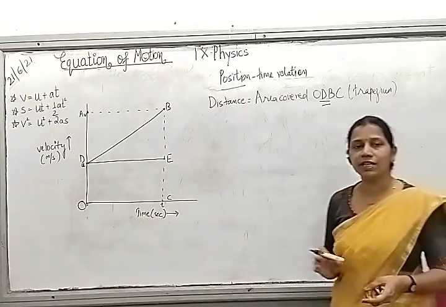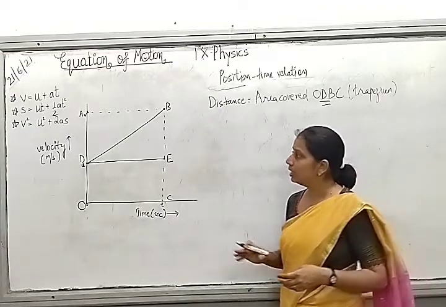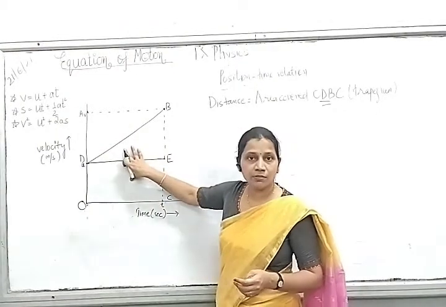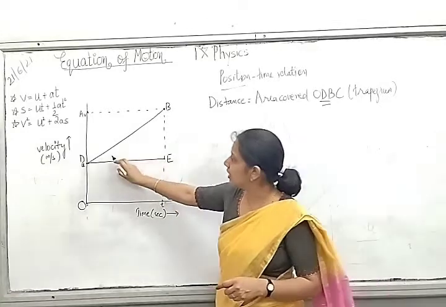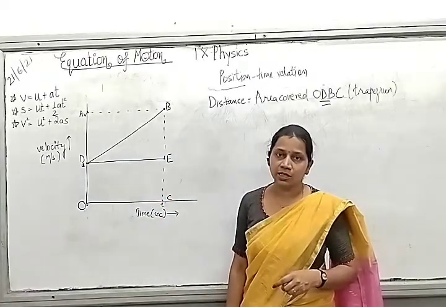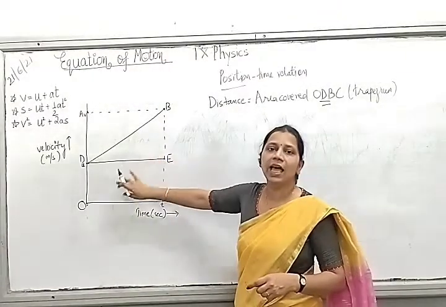But here, instead of finding the area of the trapezium directly, what I will do is divide this trapezium into two parts. If you see here, it consists of one triangle and one rectangle. So I will divide this trapezium into a triangle and a rectangle.